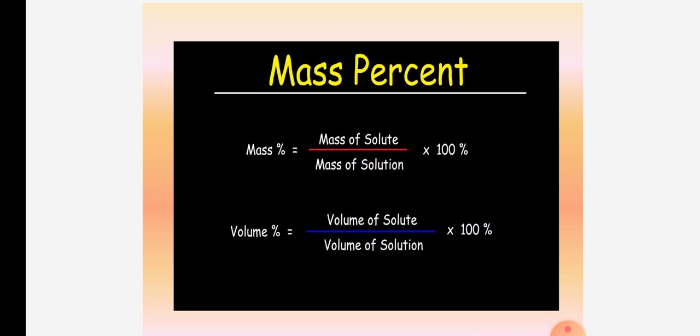So let us take the formula. Volume of solute is what? 10. What is the volume of solution? The volume of the solution is nothing but volume of solute plus solvent, that is 10 plus 90, that is 100. Multiplied by 100 because we want to convert to a percentage. So 10 into 100 by 100 is nothing but 10%. That means 10 ml of alcohol was taken and it is diluted to form 100 ml. That is the meaning of the statement volume percent.